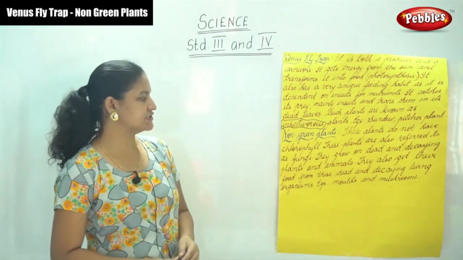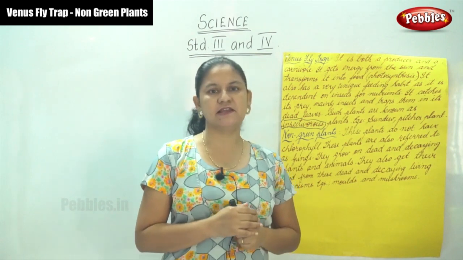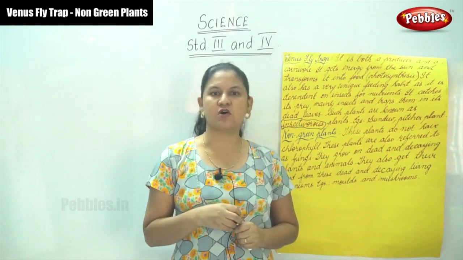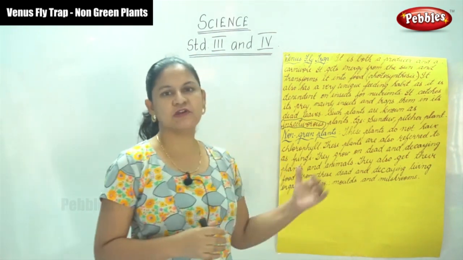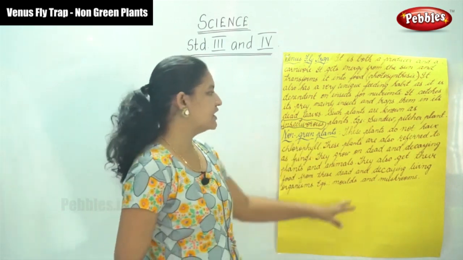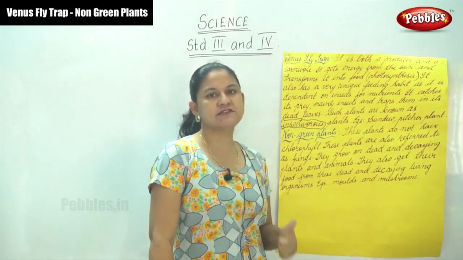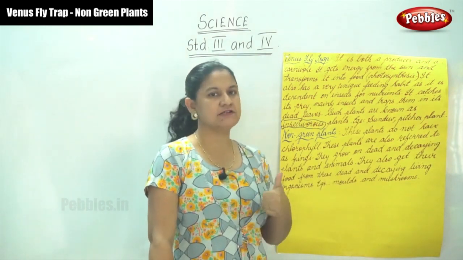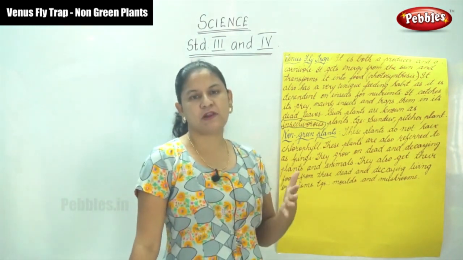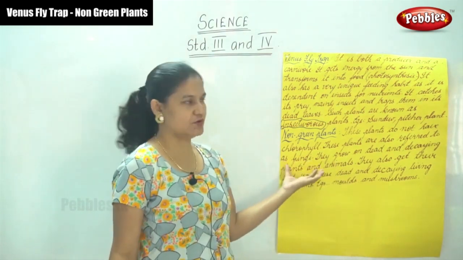Moving on, next is the non-green plants. Normally we see plants that are green in color, and the green color is because of the presence of chlorophyll. But now we are going to see plants that are non-green, that is, not green in color. These plants do not have chlorophyll. Only if there is chlorophyll can a plant have its green color. In the absence of chlorophyll, a plant does not get its green color.